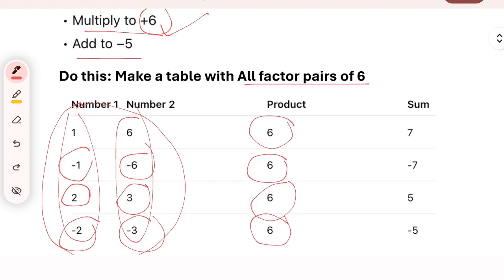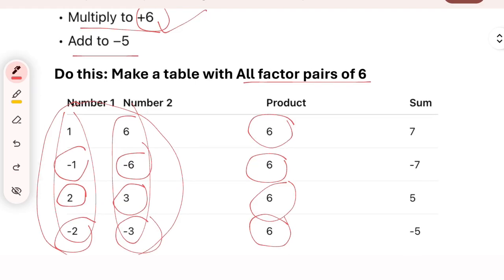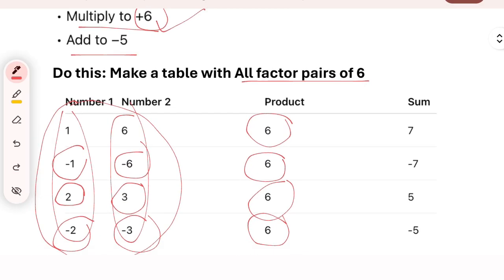Okay, let us now add number 1 and number 2. So we have here 1 and 6. If we add them, it would give us 7.